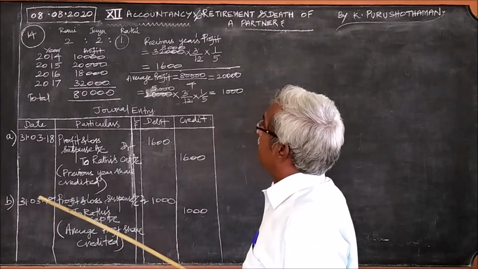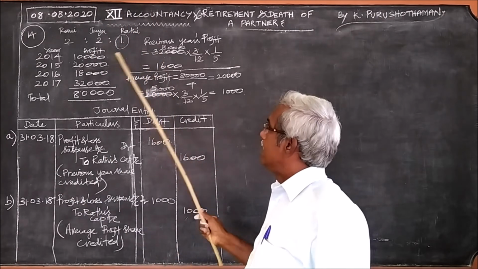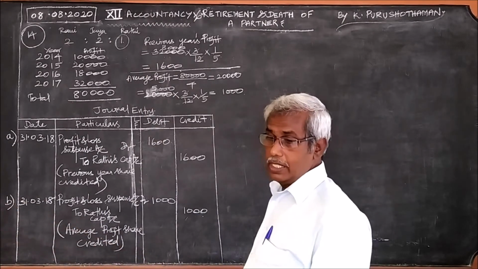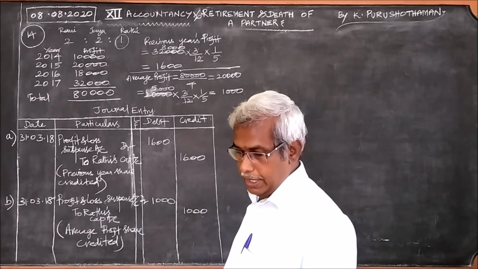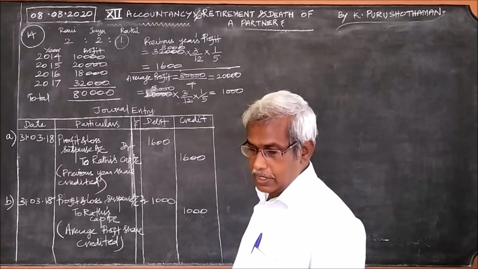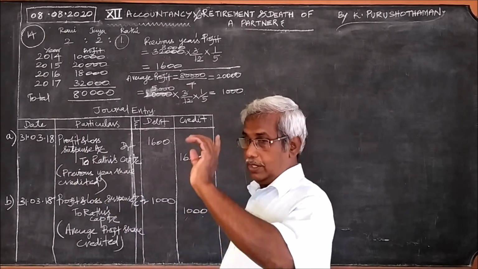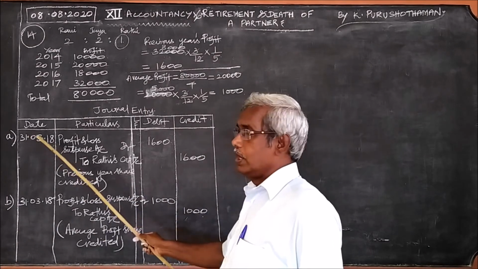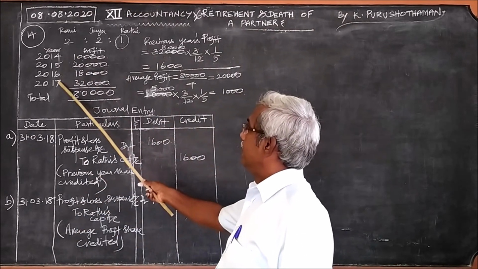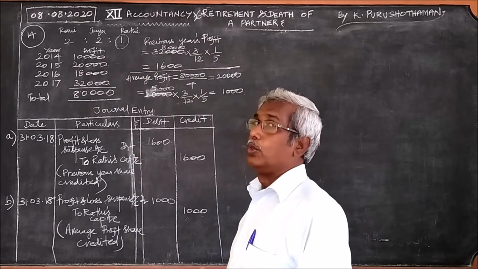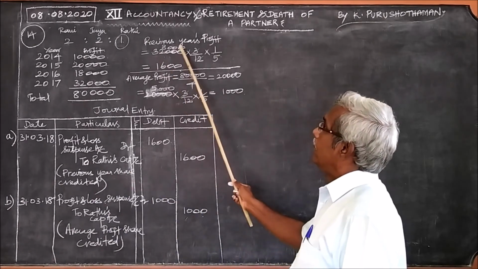In the first question, these are the 3 partners, Rani, Jaya and Rati. Rati is retiring. Profit is to be distributed on the basis of the previous year's profit. When does she retire? 31/3/18. What is the previous year? 17. In 17, what is the profit? 32,000. Only that 32,000 should be taken into consideration.